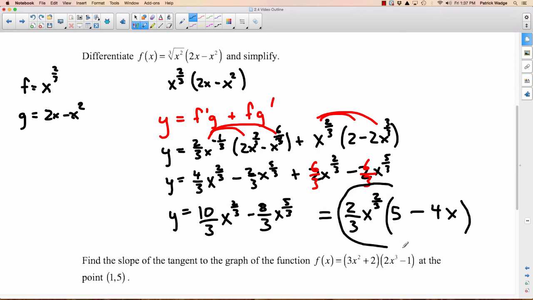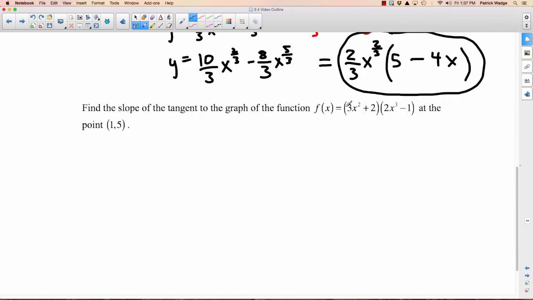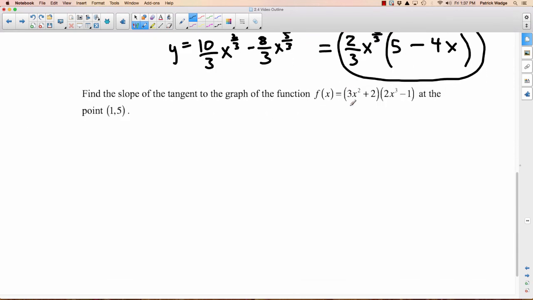That's a little tricky, that last little step there. But, you know, you should figure out how to do that. Okay, last one. Find the slope of the tangent to the graph of the function f of x equals (3x squared plus 2) times (2x cubed minus 1) at the point (1, 5). So, slope of the tangent, no problem. You know what the slope of the tangent means.